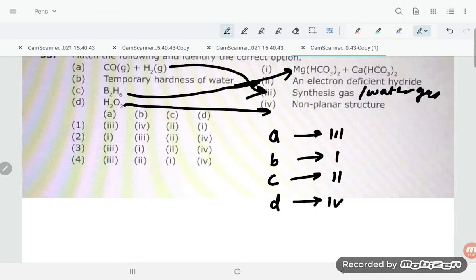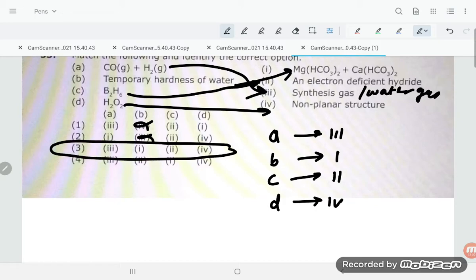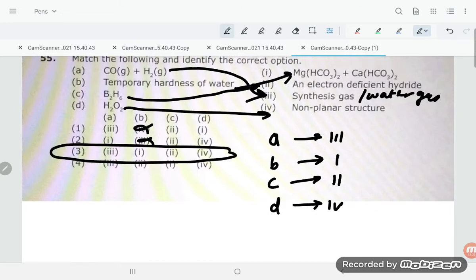Okay, so which is correct, student? If you talk about A is third, B is this is wrong, this is wrong. A is third, B is first, C is second, D is fourth. So the correct option is option number third, student. Now let us move on, student.